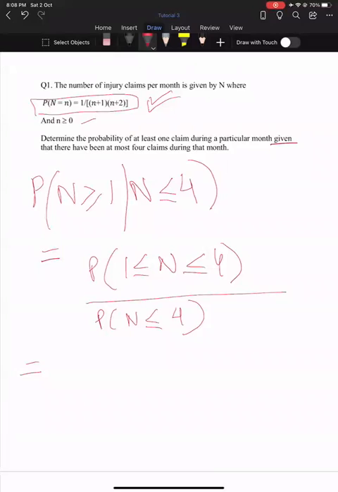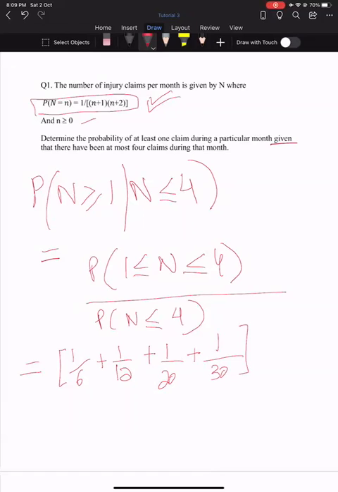So for the numerator, first we plug in 1, we get 1/6. Then we'll plug in 2 in place of n, and we will get 1/12. If anyone has any confusion, you can just stop me and ask. After that we'll do 3, which is 1/20. And then for 4, it is 1/30.